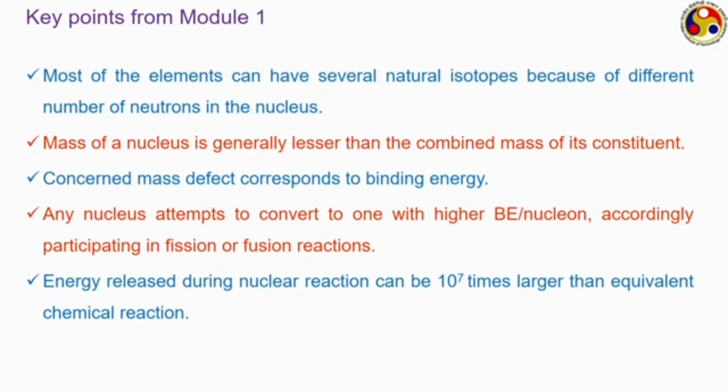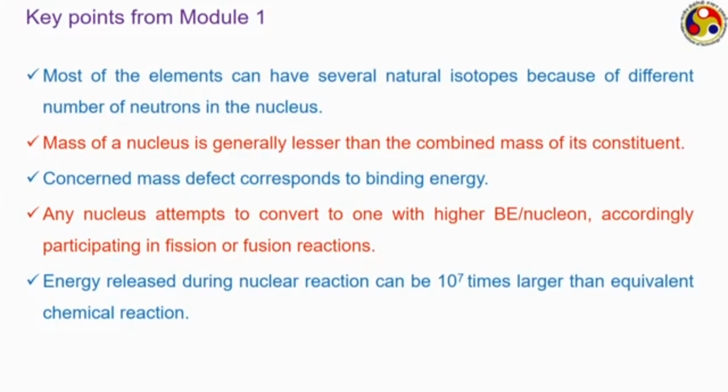The mass of a nucleus is generally lesser than the combined mass of its constituents, which leads to the mass defect. This mass defect corresponds to the binding energy. Binding energy can be viewed as the glue which binds the nucleons together in the very small volume of the nucleus. Any nucleus attempts to have a higher value of binding energy per nucleon, and as we have seen from the earlier graph, the highest possible binding energy per nucleon is around 8.8 MeV. Therefore, any nucleus attempts to participate in a nuclear reaction which leads it to that higher binding energy per nucleon.